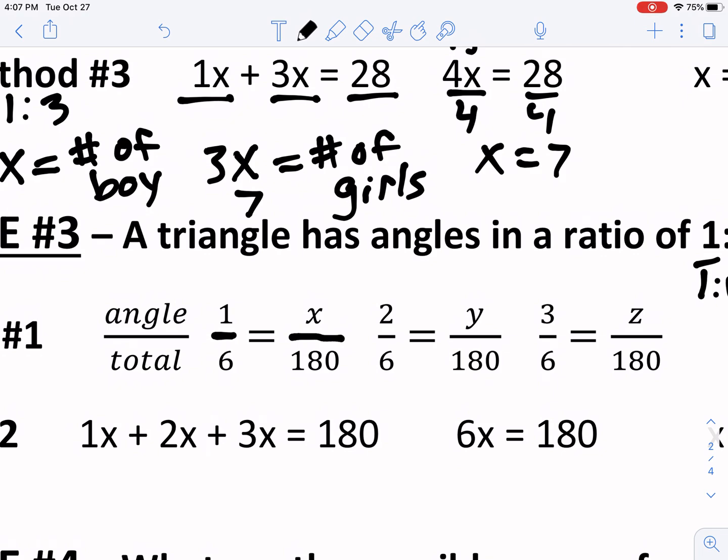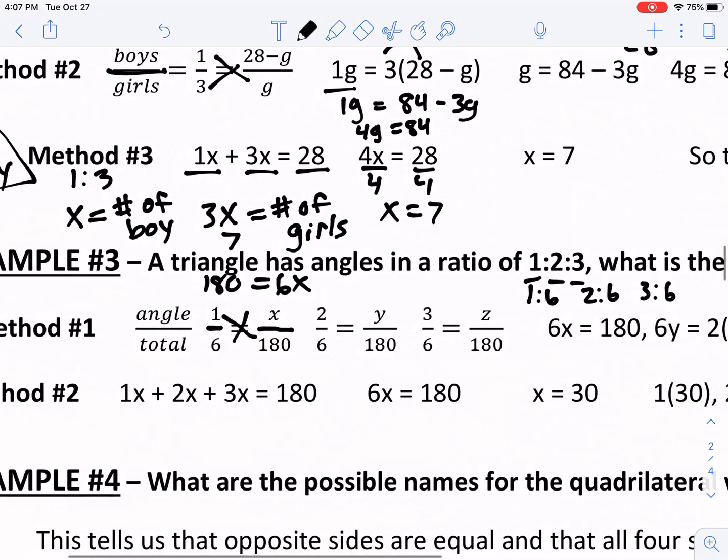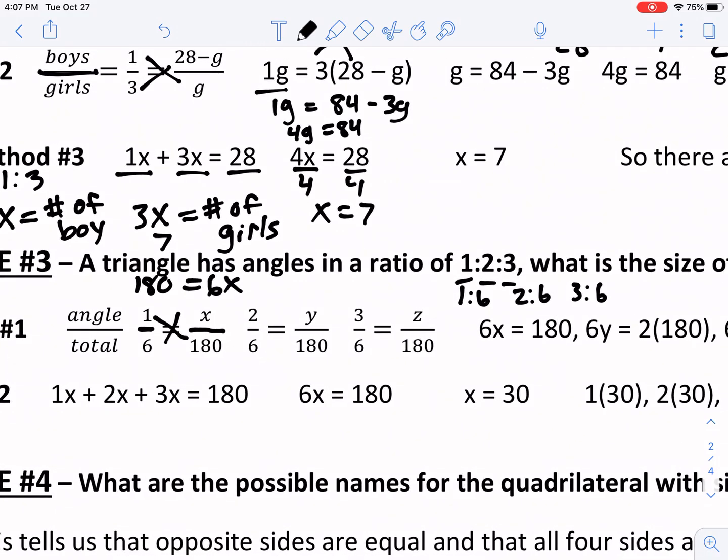Well, again, we could cross multiply and solve there. 1 times 180 gives me 180 is equal to 6x, which is kind of what they have over here. Well, if I divide that out, what am I going to get there? Well, I'm going to get 30, right? So if I divide that out, I'm going to get x equals 30, just like they have there. So my smallest angle is going to be 30.